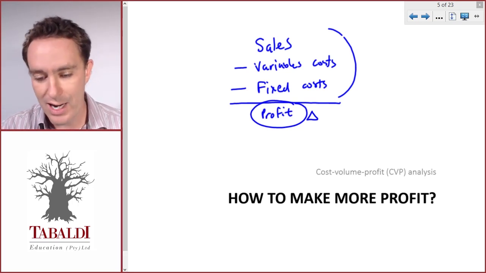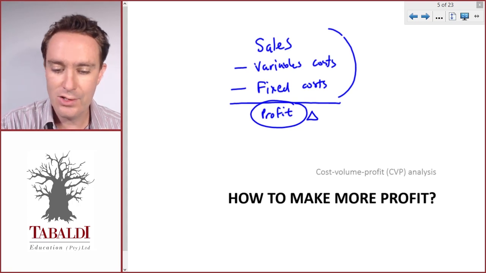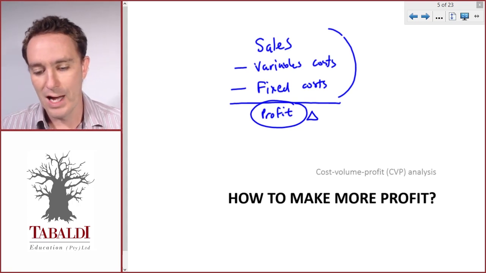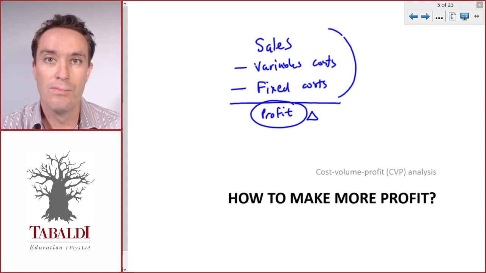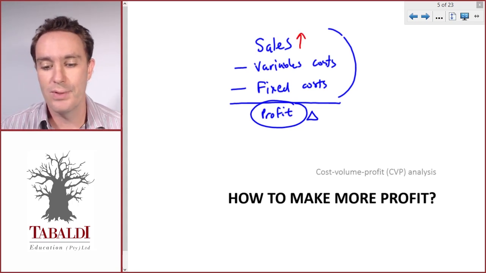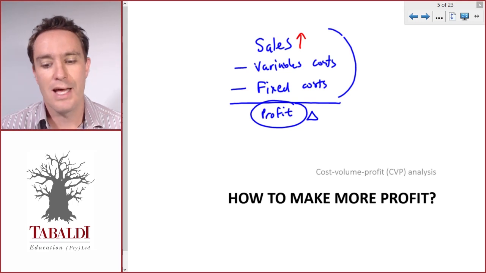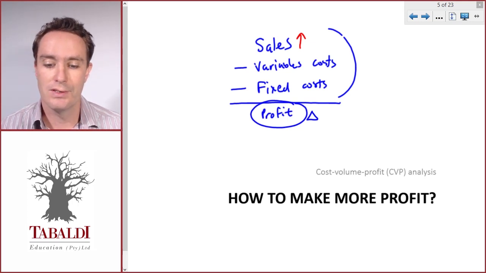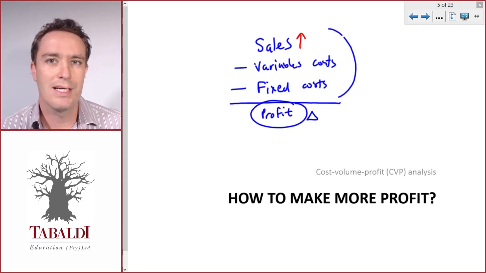So how I'd like to think of this is, let's start with sales. How can we change sales to make more profit? Obviously we need more of it. So if sales goes up, we have more to cover our costs and there will be more left as profit. But what is sales? How do we make sales more?